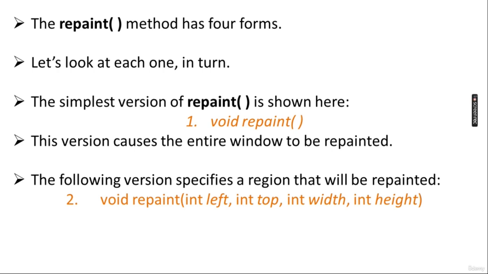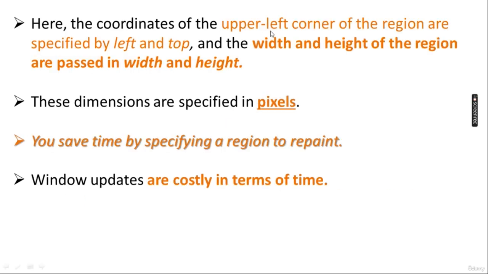Repaint has four forms, four syntaxes, as we will see. The first is the default form, repaint, which causes the entire window to be repainted. The following version specifies a region, left, top, width, height, that will be repainted. The coordinates of the upper left corner of the region are specified by left and top, and the width and height of the region are passed in width and height. Starting from left and top, the complete region is calculated and repainted. These dimensions are specified in pixels.